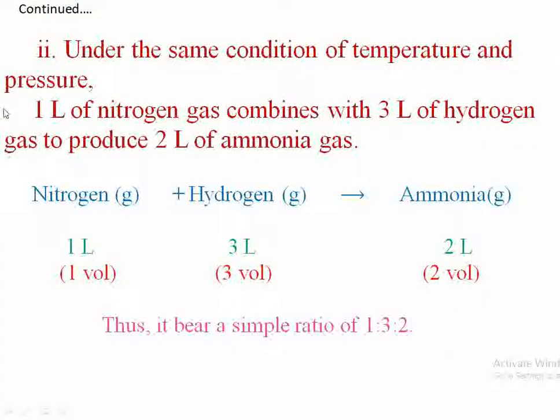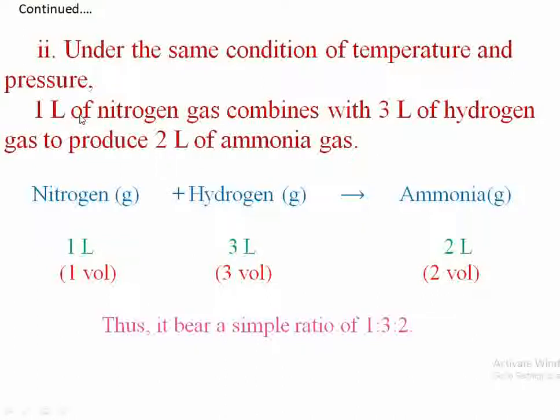Another example. Under the same conditions of temperature and pressure, 1 liter of nitrogen gas combines with 3 liters of hydrogen gas to produce 2 liters of ammonia gas. This reaction is represented as: this is nitrogen gas, hydrogen gas, and this is ammonia gas.